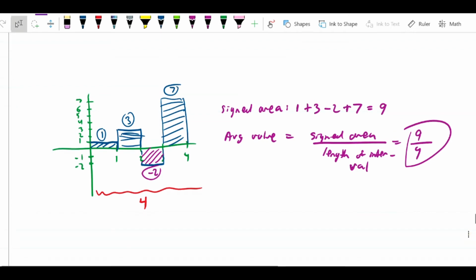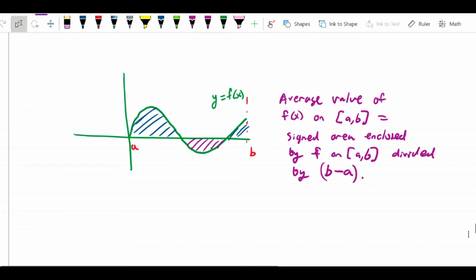Just to generalize this idea to functions, we can have a function like this. I've just drawn a very simple function, y equals f of x. We don't even have to know what it is. What we would do is define the average value of f on the interval [a, b] as the signed area enclosed by f on the interval [a, b]. By signed area, I mean that anything above the x-axis we treat as positive, and any area below the x-axis we treat as negative, and just add them all up. Then we divide that by the length of the interval, which is b minus a. That would give us the average value of this function on the interval [a, b].